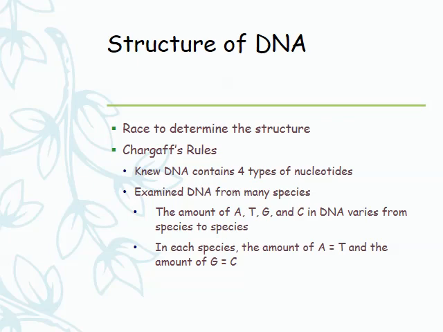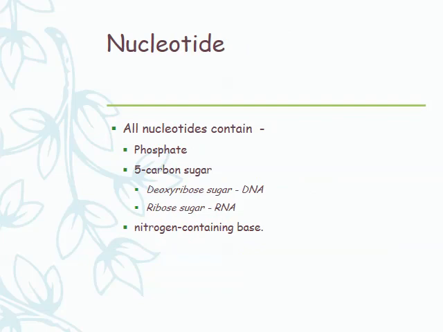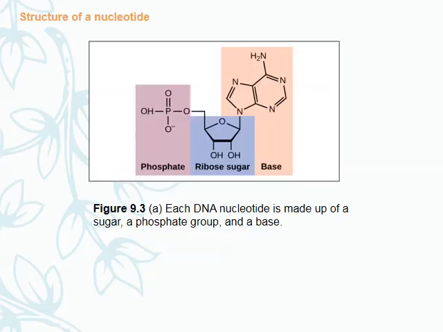Chargaff examined the DNA of a variety of different species of organisms and found that the amount of adenine always equals the amount of thymine, or A equals T, and the amount of cytosine always equals the amount of guanine, or C equals G. All nucleotides contain a phosphate, a 5-carbon sugar, deoxyribose sugar in DNA, ribose sugar in RNA, and a nitrogen-containing base. This diagram shows the phosphate group, ribose sugar, and one of the nitrogenous bases.